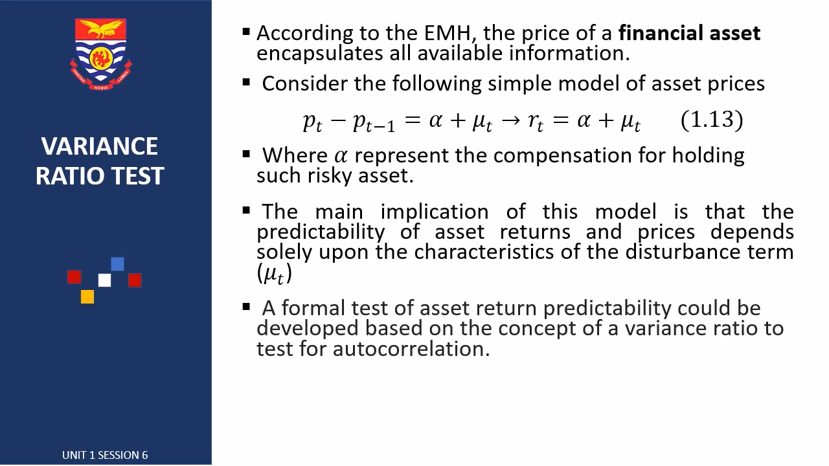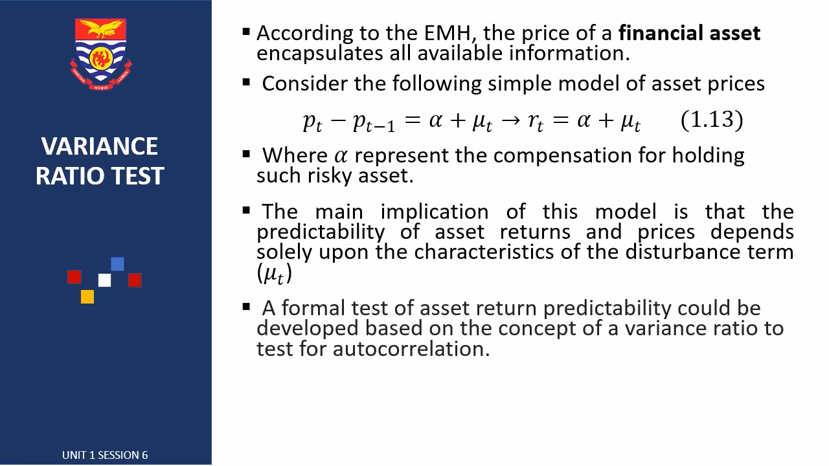We are saying that this is a simple model of asset prices, where P_t is the current price and P_t minus 1 has to do with the previous price. We are saying that alpha plus u_t is the equation for the return series.